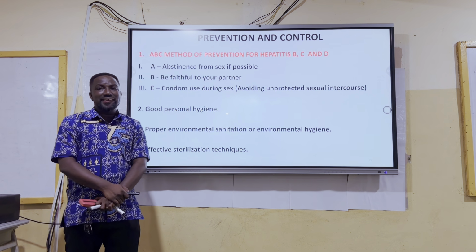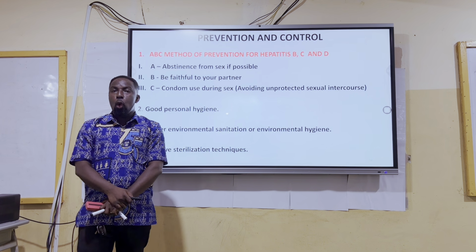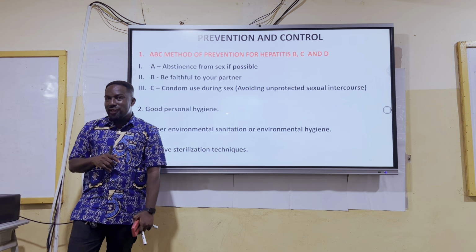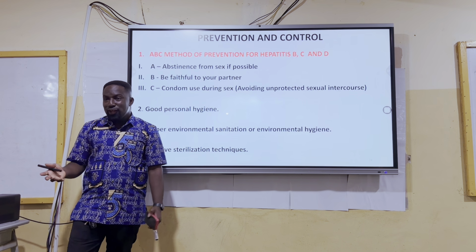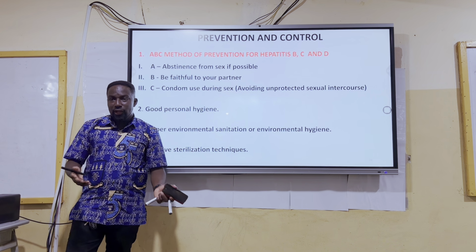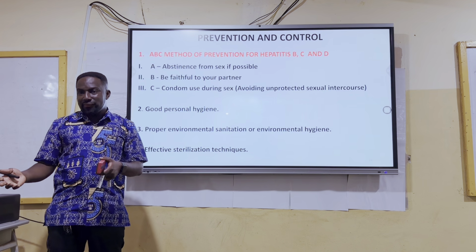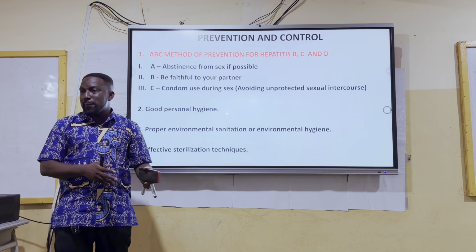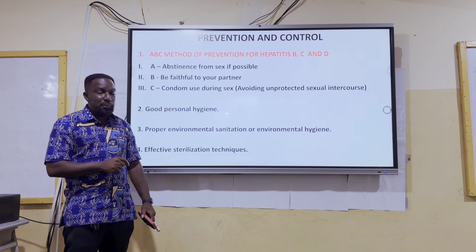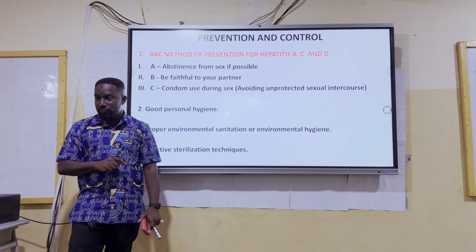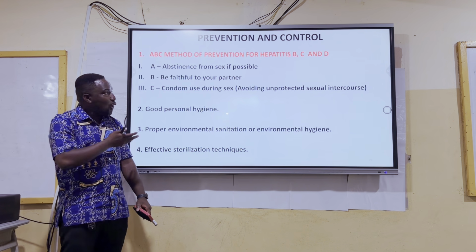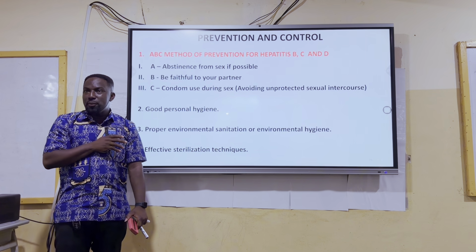Now, how do we prevent hepatitis? Prevention and control also depends on the type of hepatitis. Of course, if the cause of hepatitis is alcohol induced, the only prevention is to stop taking alcohol. If it is drug induced, the prevention is to stop the self-medication. But if it is viral hepatitis, especially hepatitis B, C, D, where the mode of transmission is from blood and blood-borne products, then the ABC prevention will come in again, right? So for hepatitis B, C, D, ABC prevention comes in.